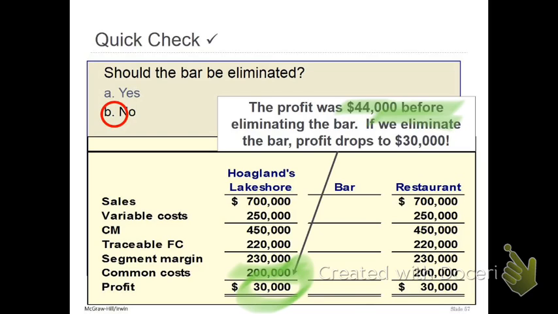So it sounds really good to allocate common costs, but it can lead to poor decision making and errors in decision making. So one has to be careful.